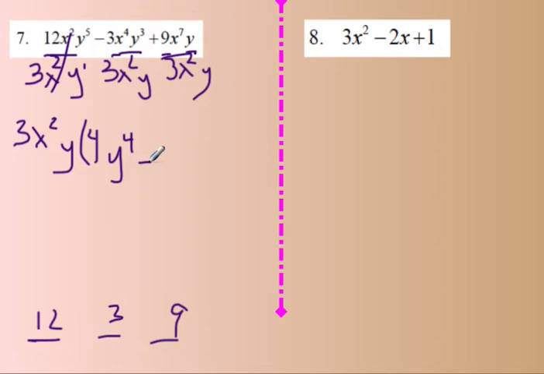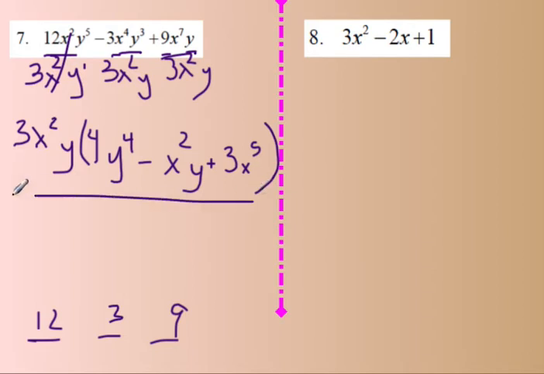So x to the 4th divided by x squared, you're going to get x squared. y to the 3rd divided by y to the 1st is just y squared. You can write the 1 on the exponent if you would like to. So the 9 divided by 3 is 3. x to the 7th divided by x squared is x to the 5th. And y over y is going to cancel out. So this right here is your final answer for number 7.